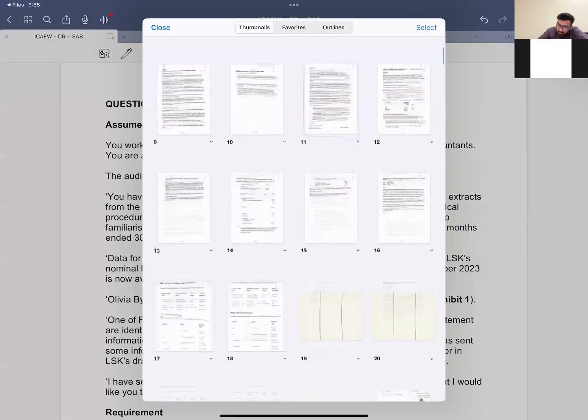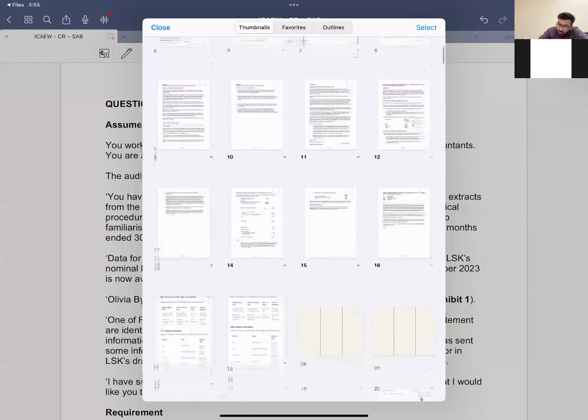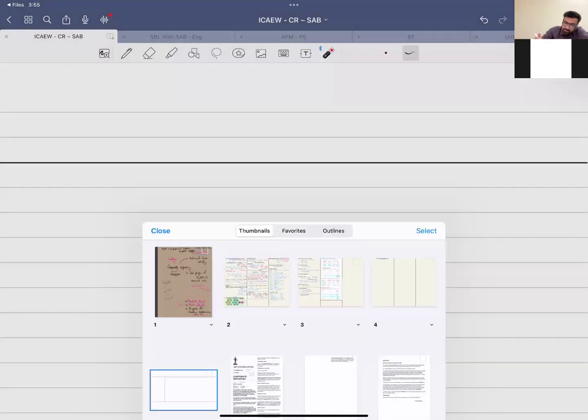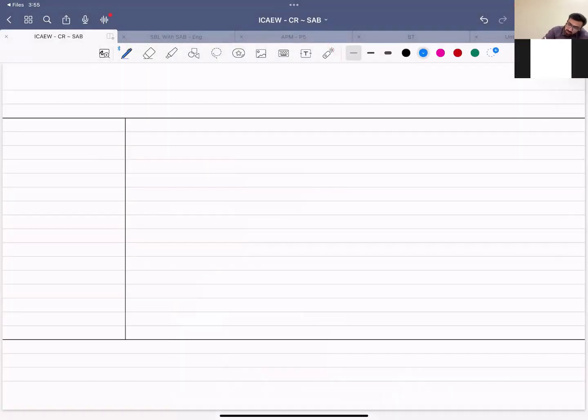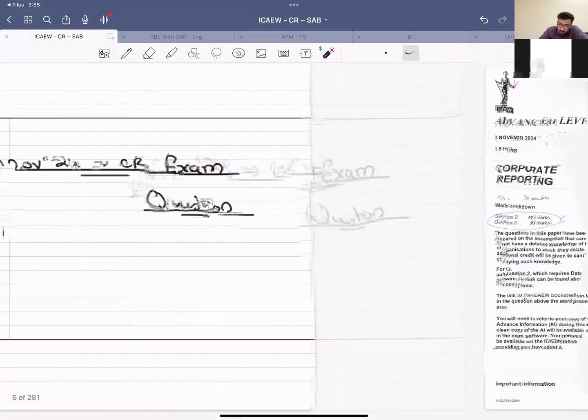So let's just start with question two, and then we'll try solving this. Let me add some slides here so that no one gets confused, so that I can provide you the complete PDF. Now, it's the November 24 CR exam question, so we are solving the November 24 CR exam question.